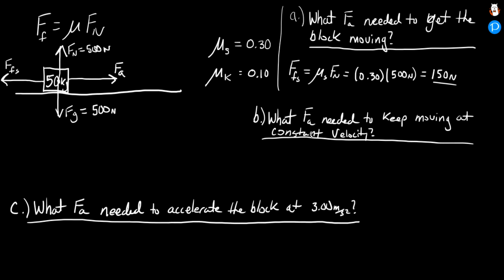Then for part B, what force applied, after we break it free, will we need to keep it moving at a constant velocity? Well, we already know this: for anything to be moving at a constant velocity, the forces have to be balanced. So that means once it's moving, the force applied is going to have to be equal to the force of kinetic friction. So for part B, my force applied needs to be equal to the kinetic friction pulling back. So I need to solve for that in this case.